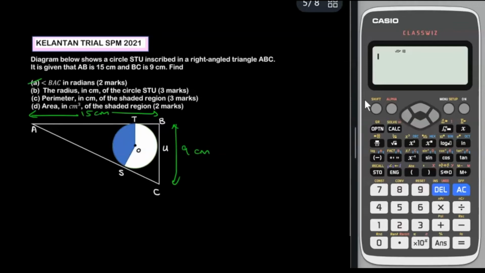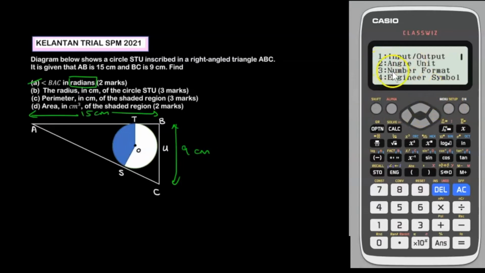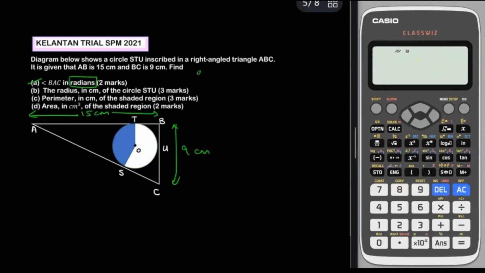So find angle BAC in radians. Okay, so in radians, which means that we need to set our calculator to be in radian. So press shift, go to setup, and then press 2 angle unit and press 2 radian because we want our answer to be in radian. Okay, so now you see the symbol R on our calculator screen. Okay, and then it can solve already.